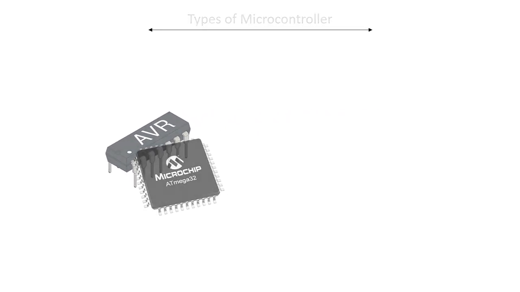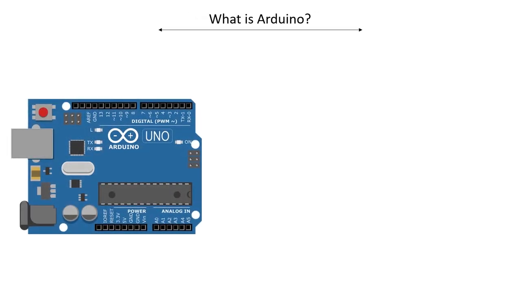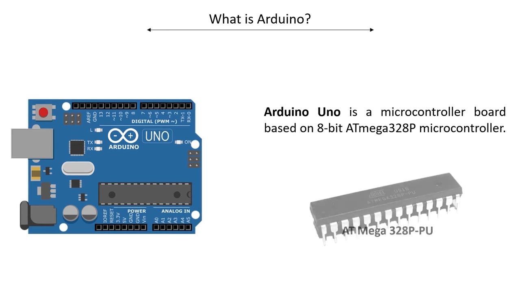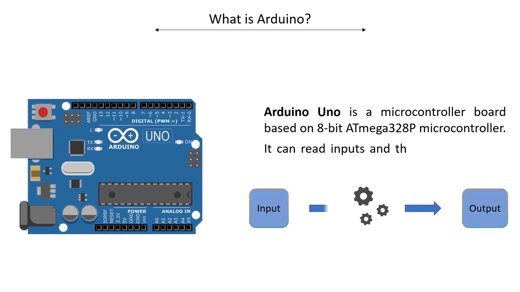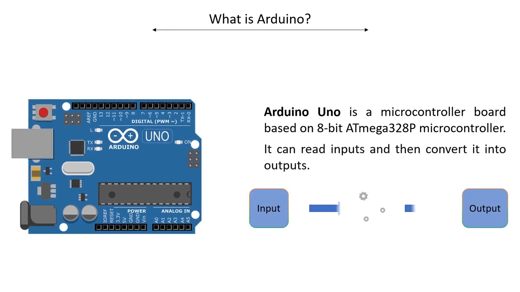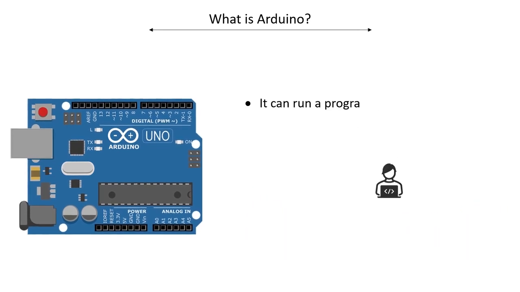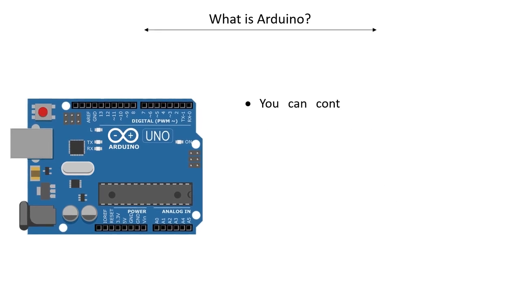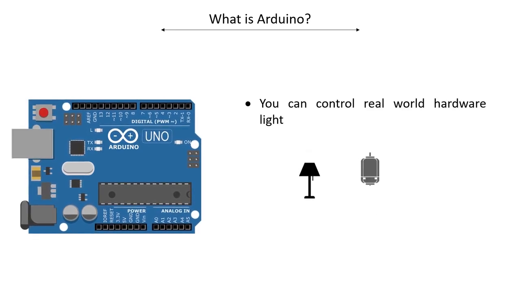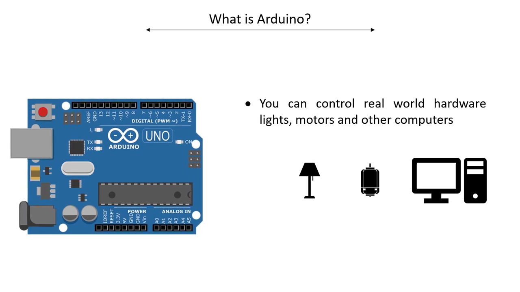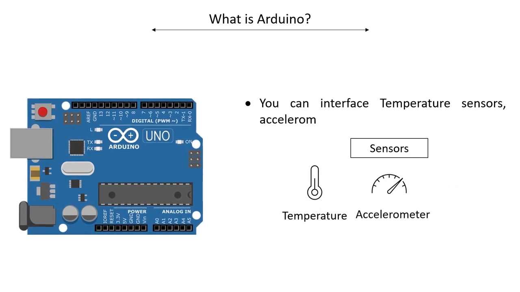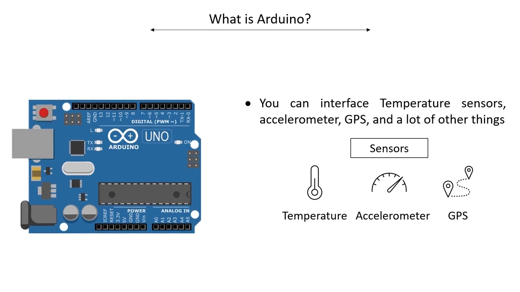Let's talk about what is Arduino. Arduino Uno is a microcontroller board based on 8-bit Atmega 328P microcontroller. It can read inputs and then convert it into outputs. It can even run a program you write on your computer. You can control real-world hardware lights, motors, and other computers using this. You can interface temperature sensors, accelerometer, GPS, and a lot of other things.